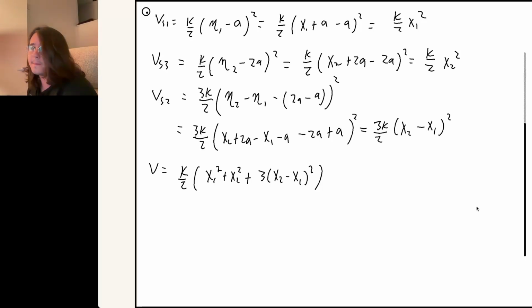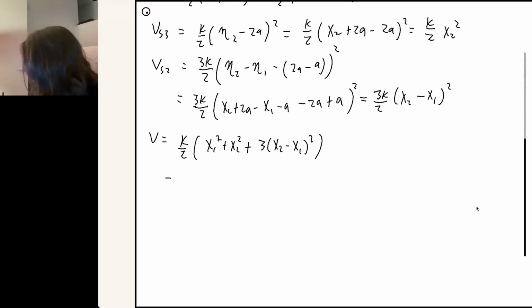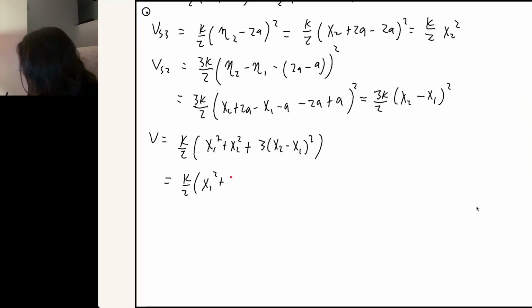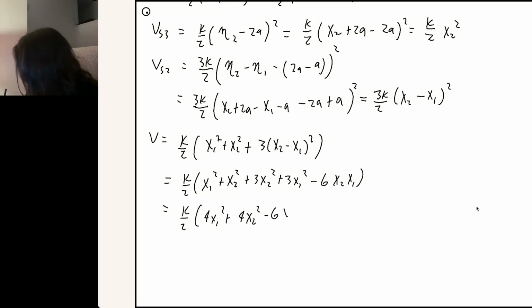We can simplify that. I'm just going to expand the difference term in the middle. So it's going to be 3x2 squared plus 3x1 squared minus 6x2x1, which means we really have 4x1 squared plus 4x2 squared minus 6x2x1, which we can factor the 1/2 through to get this stuff here.